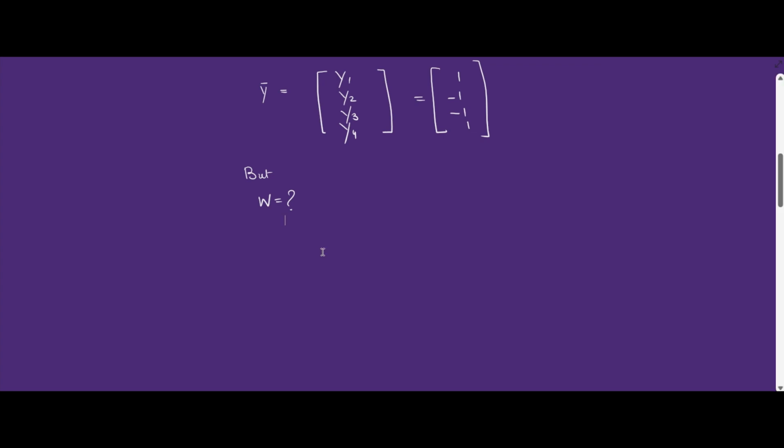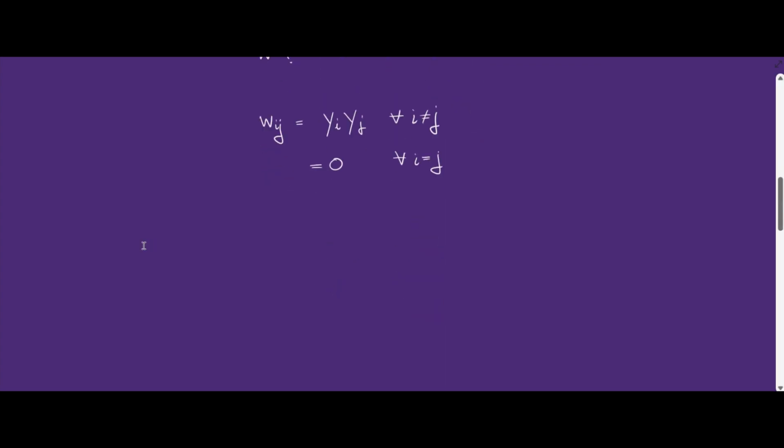So, according to our understanding of the Hebbian learning process, which we learned earlier in part 1, if you recall, if I define the matrix W with elements yi into yj for all i not equal to j, and equal to 0 for all i equal to j, then I can say that the pattern is stored in the memory in that particular Hopfield network.